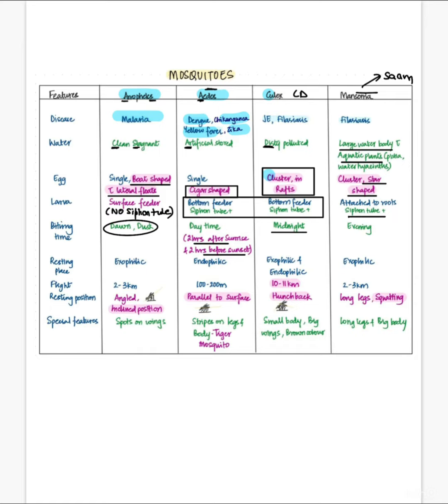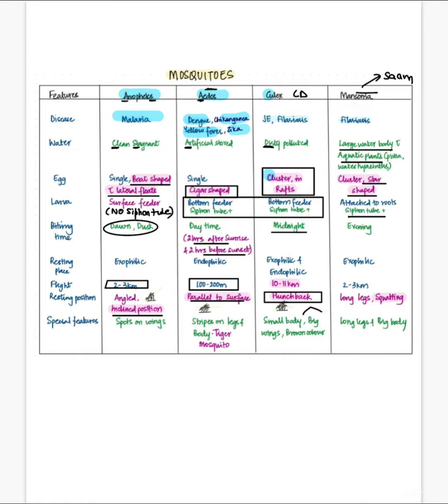Then coming on to the flight. Anopheles can fly up to 2 to 3 kilometers. Aedes flies only very little, that is 100 to 200 meters. Culex can go up to 10 to 11 kilometers, that is important. Now coming on to the resting position. The Culex mosquito has a hunchback appearance. You can see how this hunchback appears like this, guys. Then parallel to the surface is your Aedes, and Anopheles is in an inclined position.